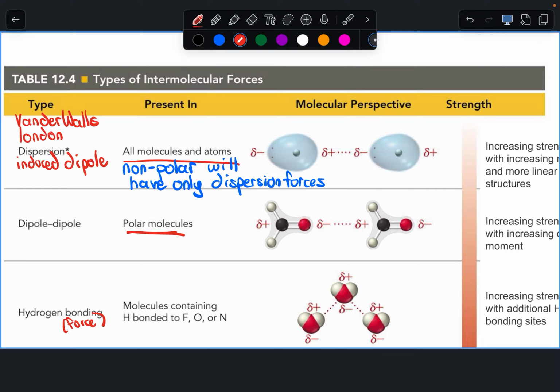And these are also polar molecules. That's why it's a subset of the one above. But they are a very special type of polar molecule because they have a very polar bond within them. And the way we know this is if it has a hydrogen bonded to a fluorine or an oxygen or a nitrogen somewhere within the molecule, then it will fall into this class of hydrogen bonding.